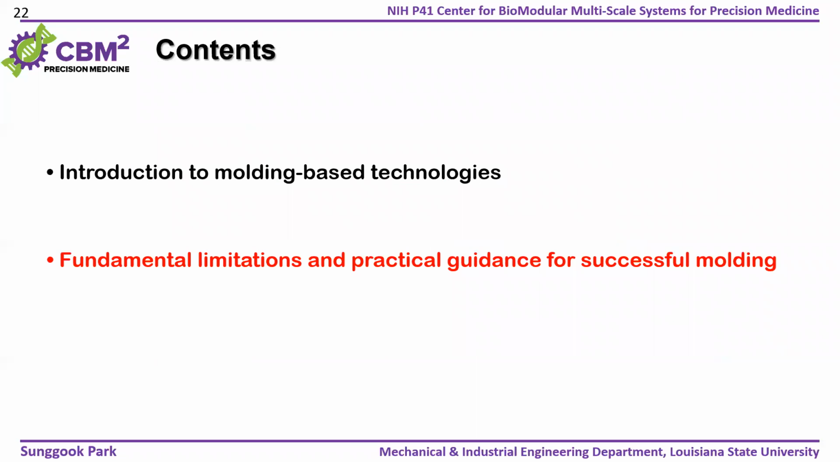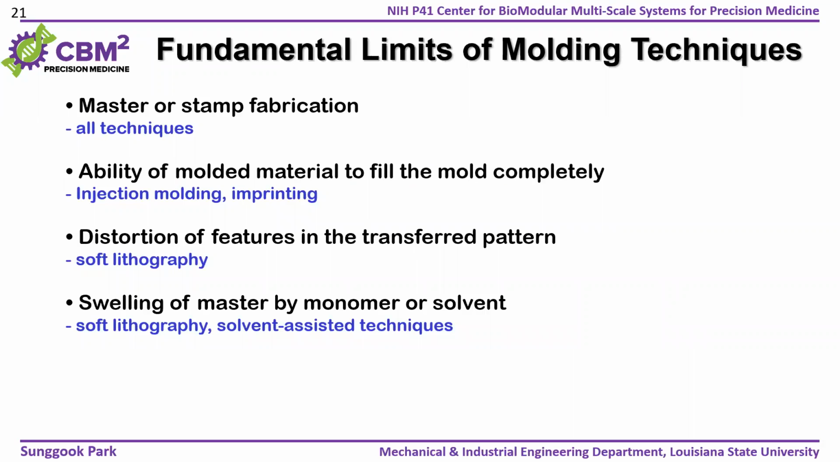Now I'll briefly talk about some fundamental limitations and practical guidance for a successful molding process. What is the important thing? First of all, for all techniques, either nanoimprint lithography, hot embossing, or injection molding, we need a master or stamp or mold. We need to make it. I will not talk about this one. Another thing is we need to fill the plastics into the mold completely. That is also a very important thing.